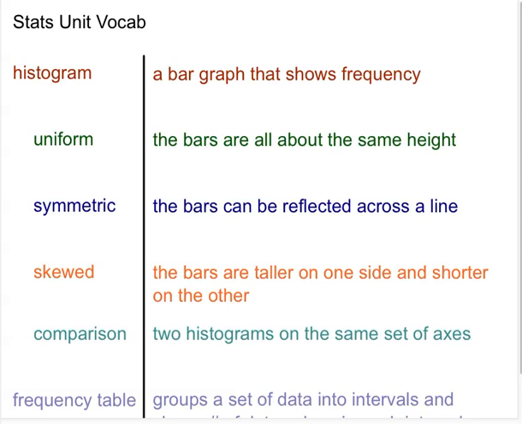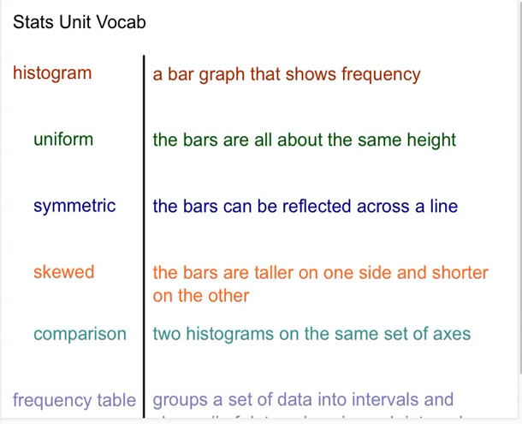One is uniform, and that's when the bars are all about the same height. So you have about the same amount of data falling into each interval. Symmetric is when the bars could be reflected across the line right down the middle of the histogram, and this is when you get kind of that bell curve or a normal set of data where the majority of the data is around the middle and you have smaller amounts of data on the edges. Skewed is when the bars are taller on one side, so the data is heavy at either the low end or the high end, and there's a few data values at the other end.